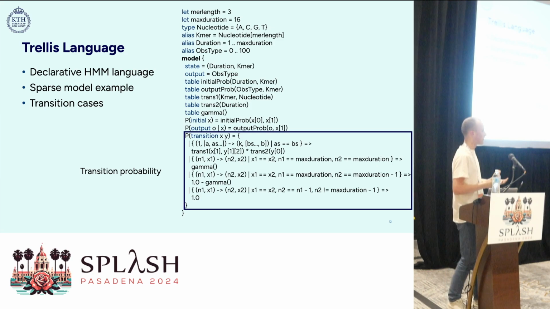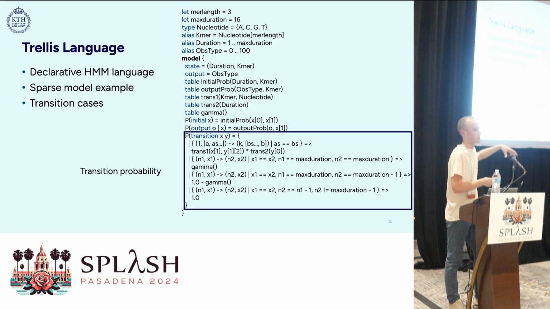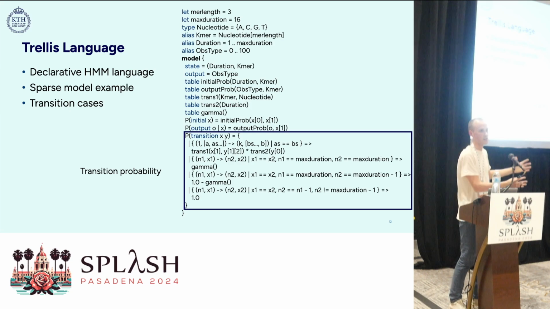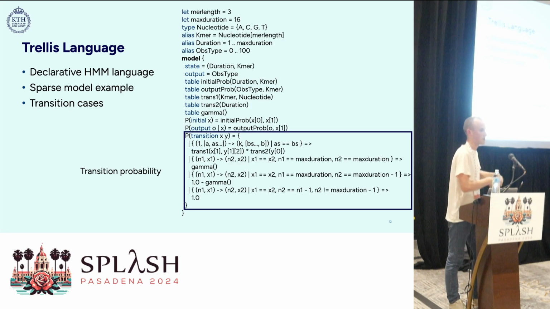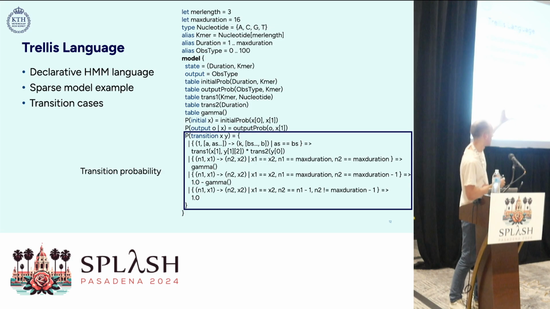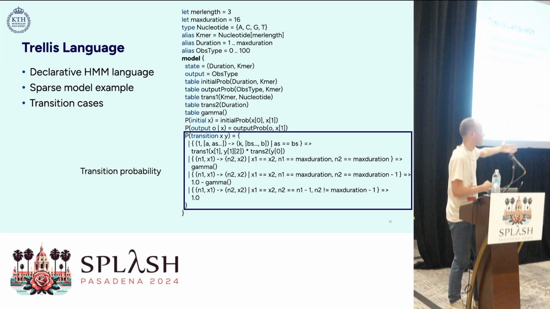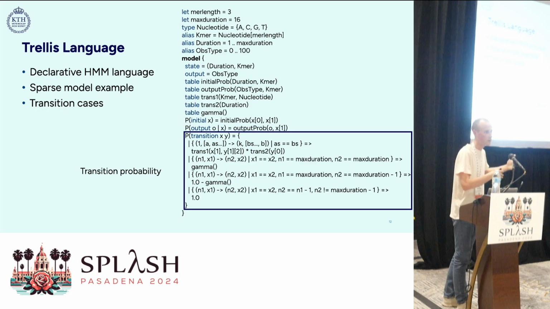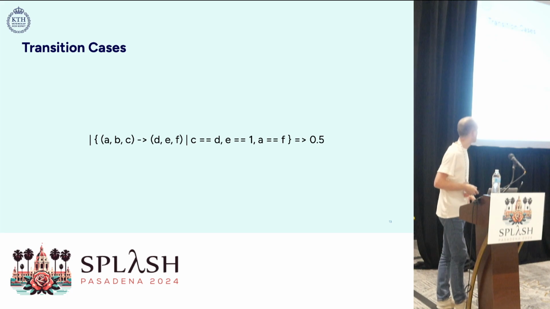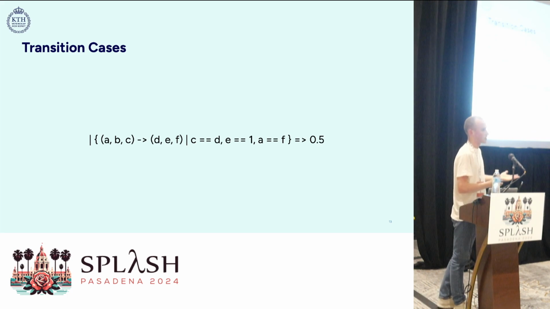The way we do it is that we have different cases, and each case describes how we compute the probability for a set of transitions. If we don't have a set in which a transition belongs, then we know that its probability is 0. So we don't have to say anything about the states, or the transitions, that are impossible. Let's look at an example of this.